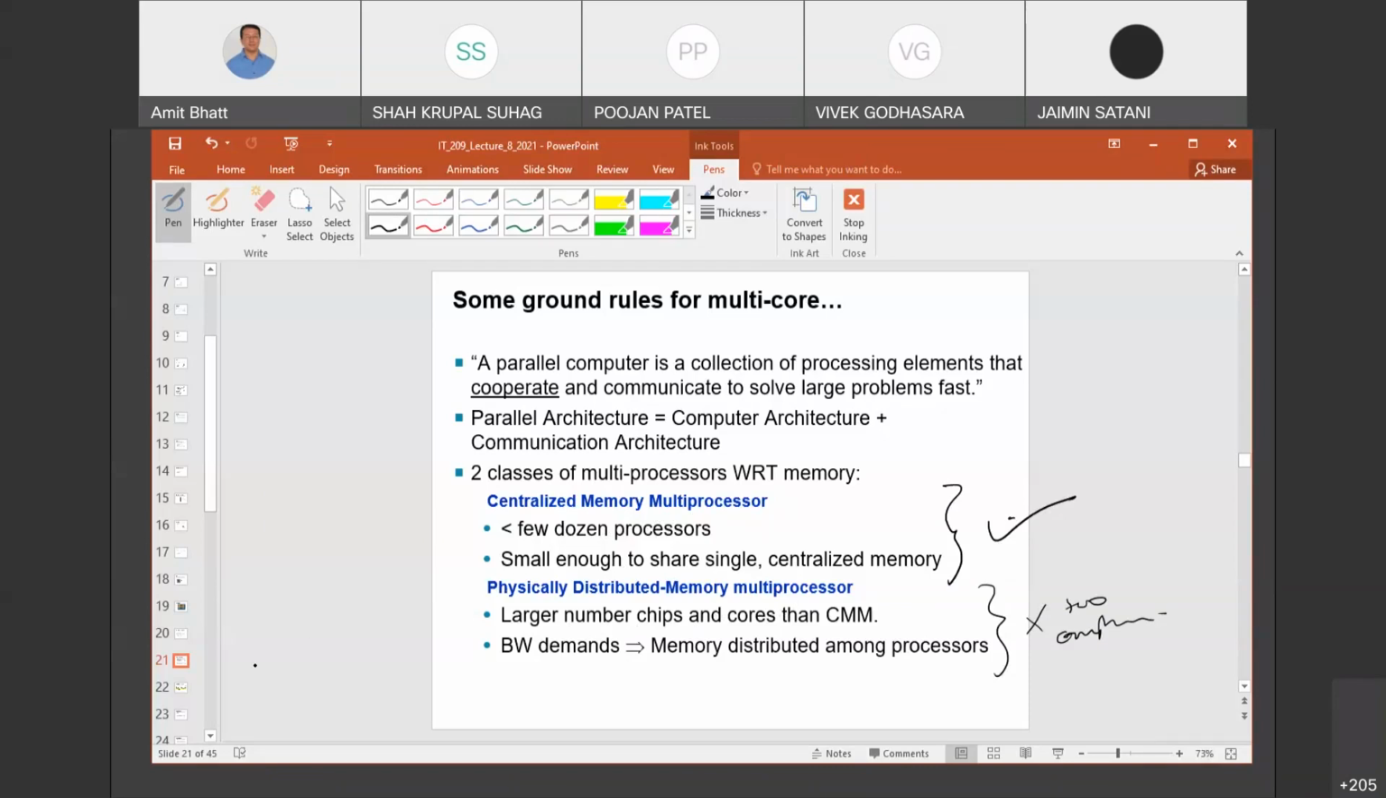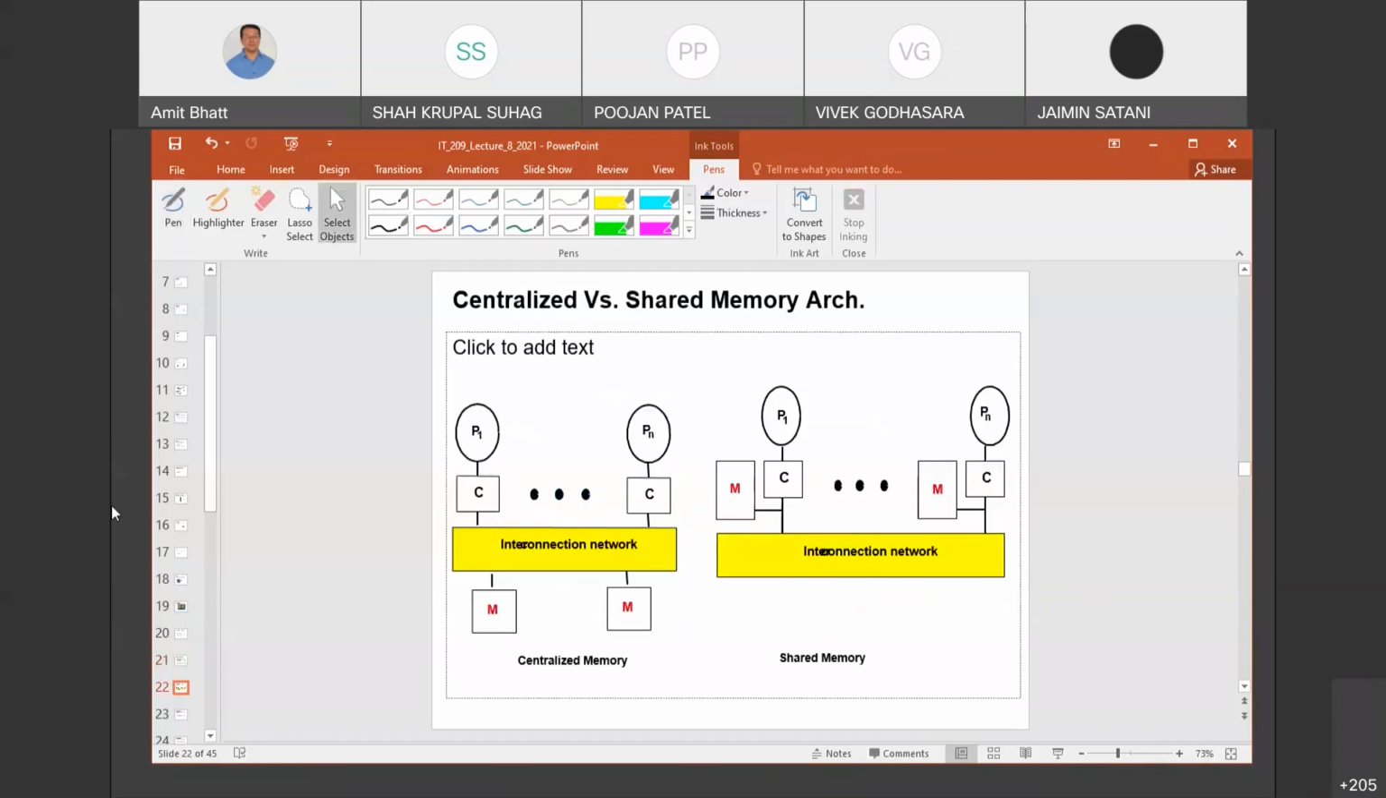So let us talk about the centralized memory multiprocessor. This is what it is like. You've got this many processors, or you can call them cores. So processor 1 or core 1, core 2, and core n. So this is an n-core processor. Each core will have its own cache memory. So it would have its own L1 and L2 cache, if you like.